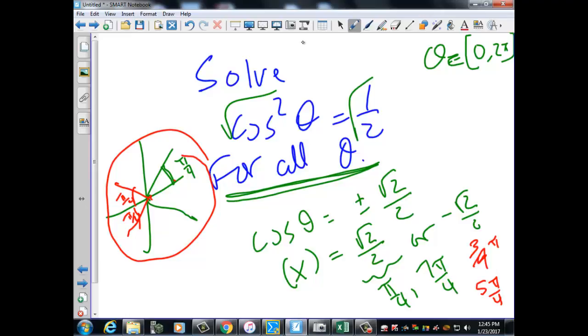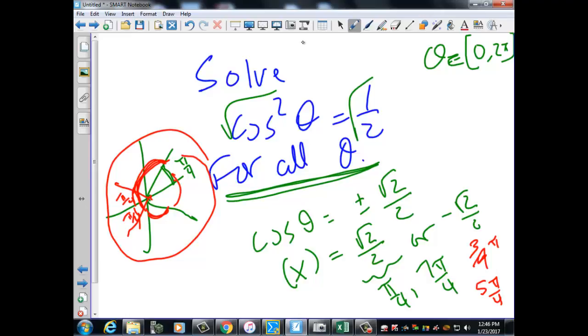How long does it take before you find another answer? From here to here, what's that total distance across? Pi over 2. From here to here, it is pi over 2. Do we agree? So we come to an answer every pi over 2 units.